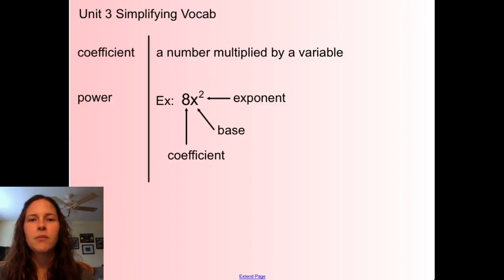The next part of our simplifying unit is looking at power rules. In order to understand a power, we need to define what it is. First of all, a power could have a coefficient. A coefficient is a number that is multiplied by a variable. So a power can have up to 3 parts.